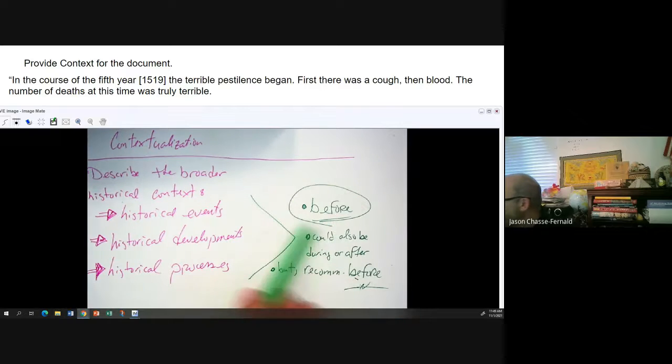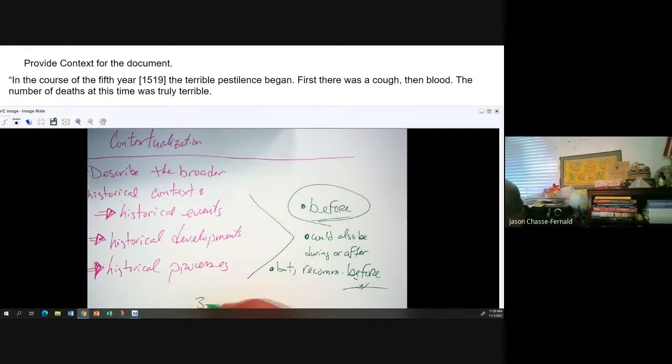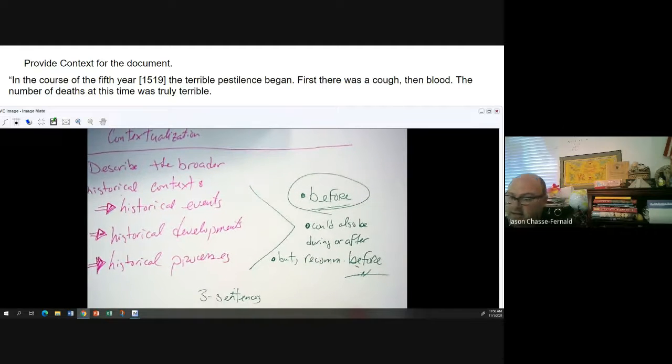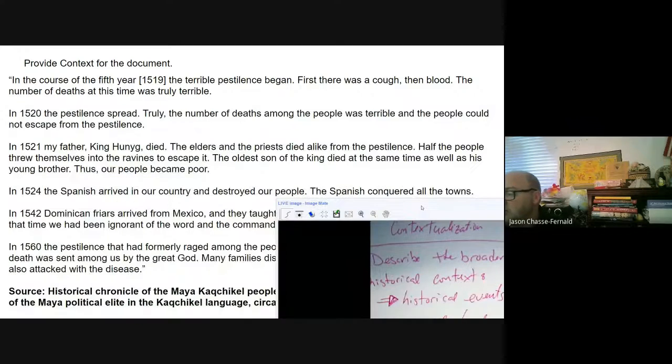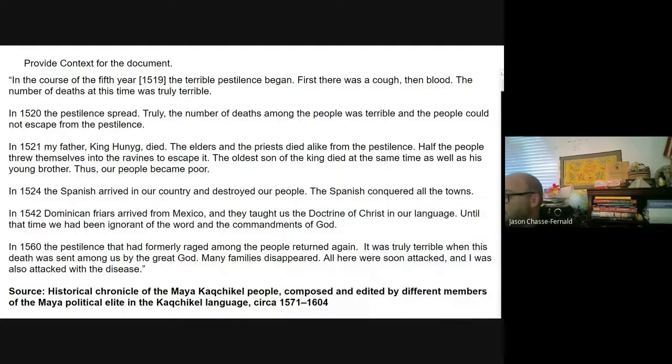Right. So what happened? What historical event happened before the event that we're looking at? What historical development happened before the event that we're looking at? What historical process happened before the event that we're looking at? And we're really looking for a solid 3 sentences if you can. All right. So a solid 3 sentences if that is possible. All right. So we're looking to contextualize this document here.